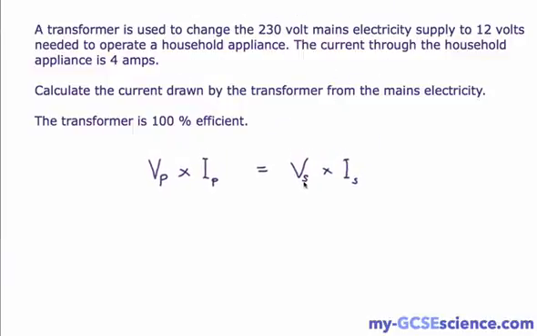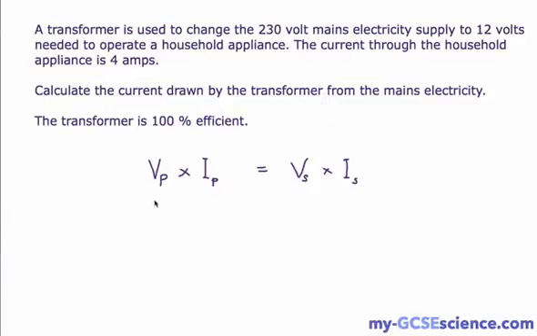Right, so first thing is to get our equation. We have a transformer used to change 230 volts mains electricity supplied to the 12 volts needed to operate a household appliance. The current through the household appliance is 4 amps. So we're trying to work out the current drawn by the transformer from the mains electricity.